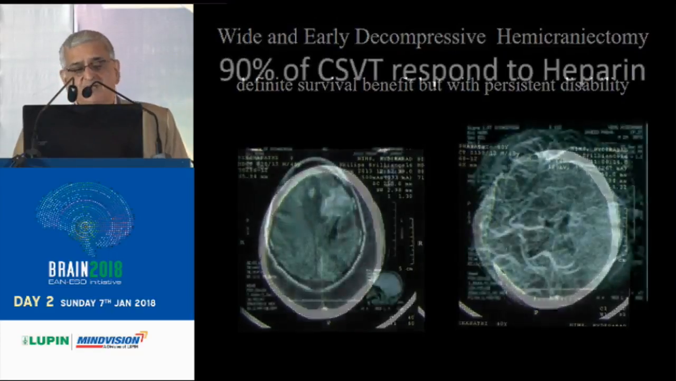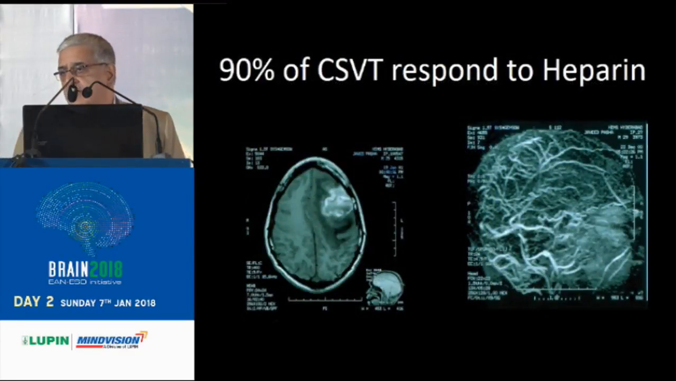Now, coming to venous stroke, we know venous stroke is a good diagnosis. 90% of them respond to heparin, but there is a small percentage, about 5% or even 10%, who don't do well, who have a very malignant course, who come very early, who don't respond to heparin. So for them, the new technique is intrasinus urokinase. And now the latest is even mechanical thrombectomy in these patients, but it is not for all patients.